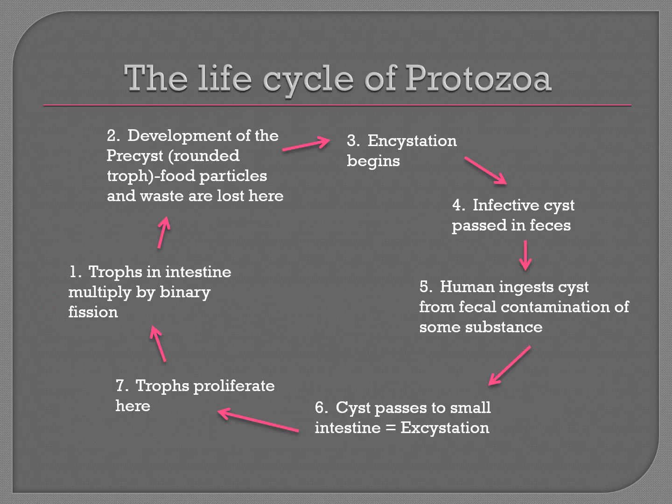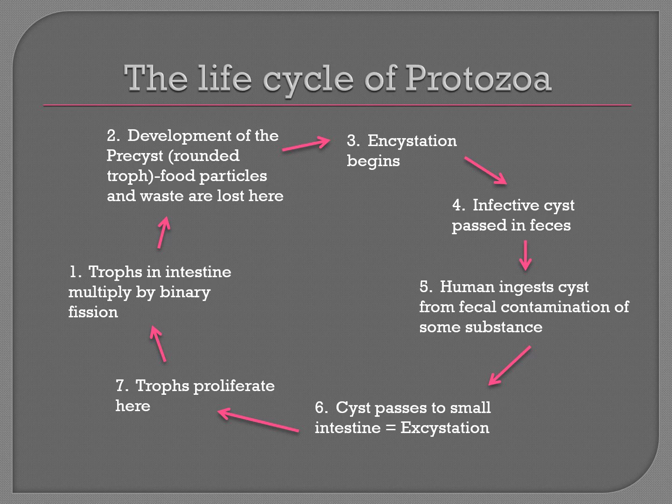So now that you know the protozoans have two phases, the cyst phase and the troph stage, we can look at the life cycle of the protozoan. In step one, on the left of the slide, trophs in the intestine multiply by binary fission. In step two, above step one on the left, we have the development of the precyst, sometimes called the rounded troph. Food particles and waste are lost here, so the organelles are lost and the cyst wall starts to be secreted.